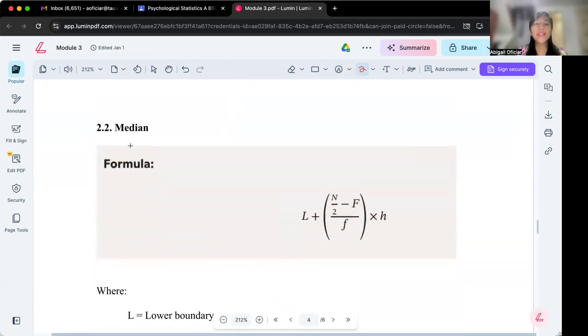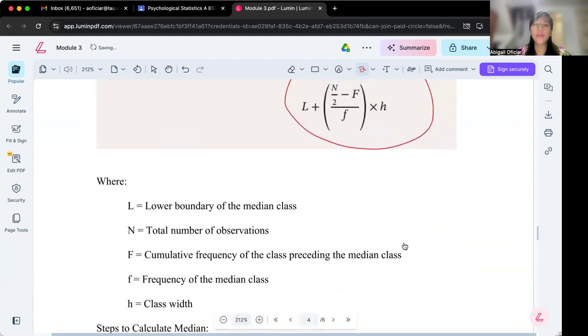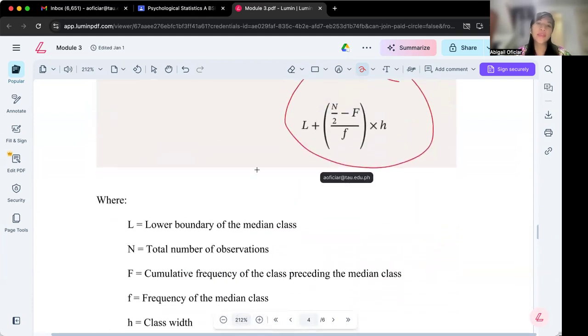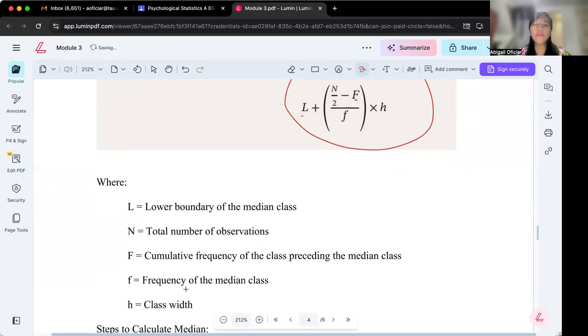Okay, next, let's move on to the median. How to compute for the median? So for the median, this is the formula. L is the lower boundary of the median class. N is the total number of observations. F is the cumulative frequency of the class preceding the median class, and f is the frequency of the median class, times the class width.